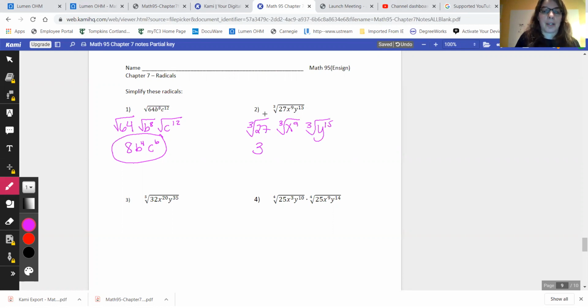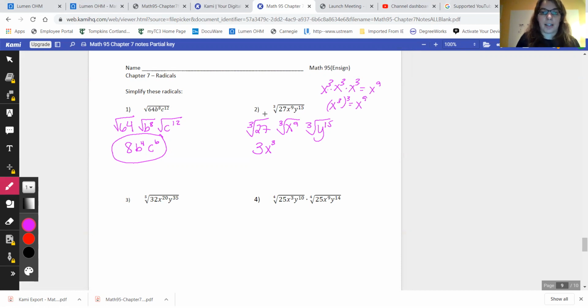Now when I take the cube root of this, similar to when I take the square root, I take the exponent and I divide it by the index. In this case, the exponent is 9, the index is 3. So x to the 3rd. And if I think about it, I can either say x to the 3rd cubed, well 3 times 3 is 9, or I could say x to the 3rd multiplied by itself 3 times, well 3 plus 3 plus 3 is 9. So that is really the answer.